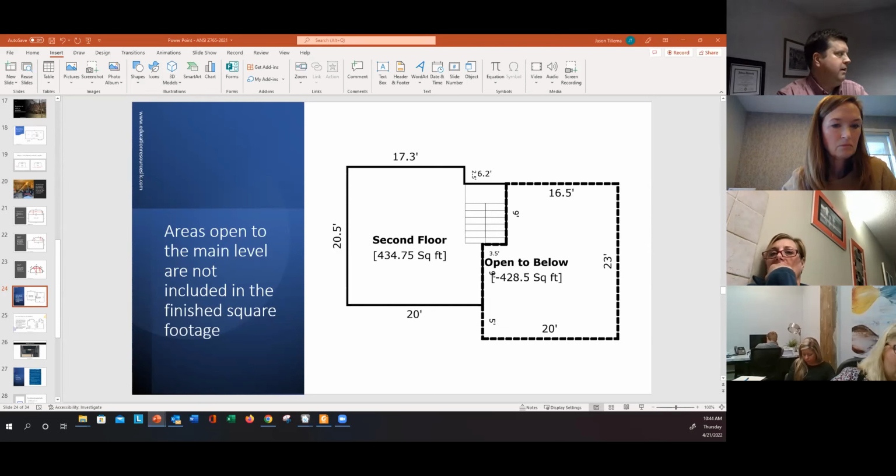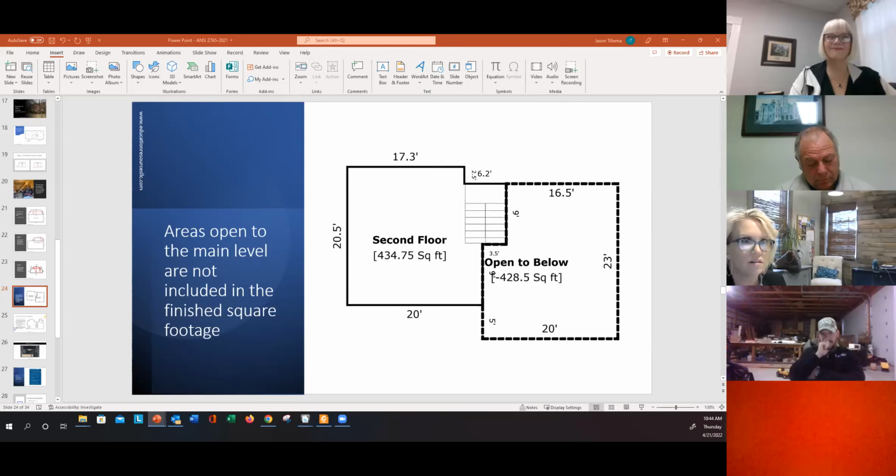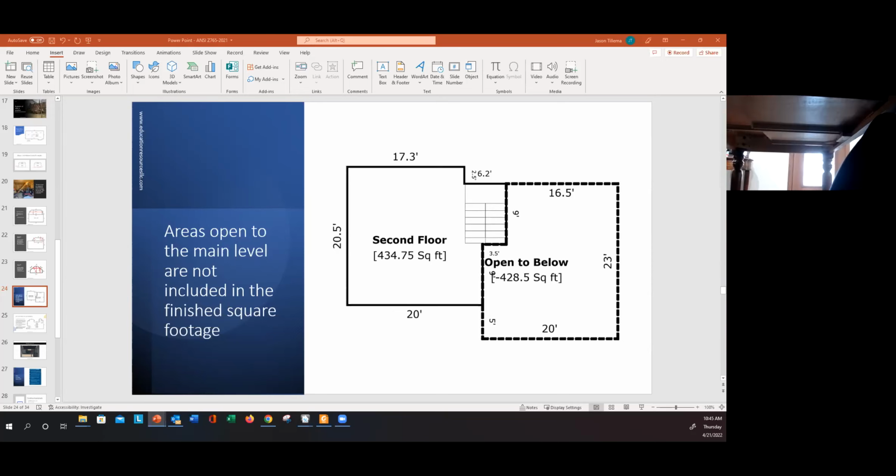Their standards, again, are different than the standards that we're required to adhere to.